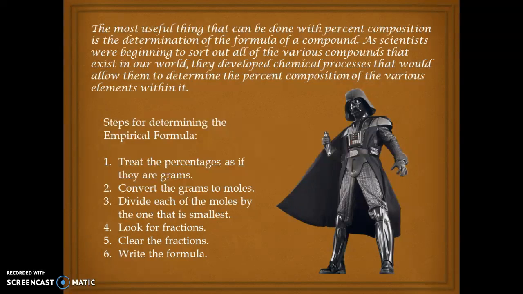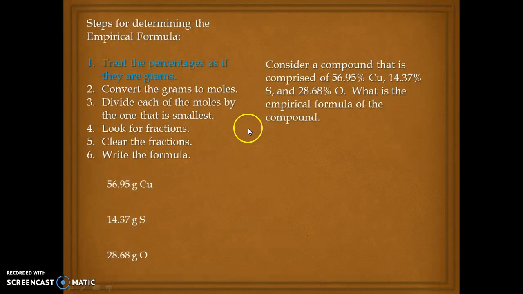It's pretty much a step process. As long as you learn your steps and go through them one after another, then you should be all right with this process. So our steps are this. We're going to treat our percentages as if they're grams. We're going to convert those grams into moles. We're going to divide each one of those moles by whichever one is the smallest. We're going to look for fractions, and if we find any, we're going to clear those fractions, and then we're going to write the formula. So let's walk through an example and see how this goes.